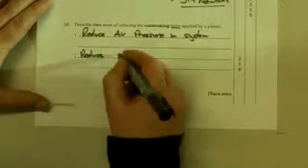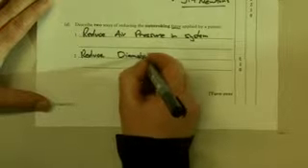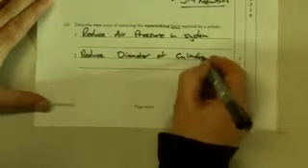So the 2 ways is to reduce air pressure in the system, and the second is to reduce the diameter of the cylinder. Okay, and that's that.